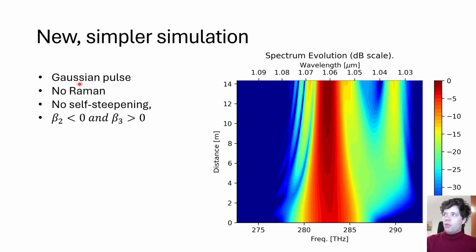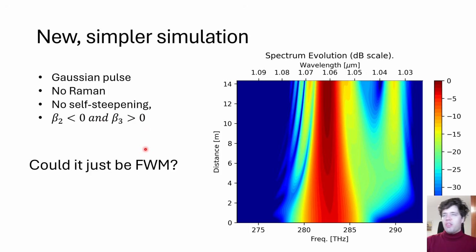And if we change the shape of the pulse to be a Gaussian instead of a hyperbolic secant, and we also make beta 3 positive, we still get this light present over here at the higher frequency as before. So clearly there's something going on here where launching a pulse into the medium generates additional light based on the value and sign of beta 3.